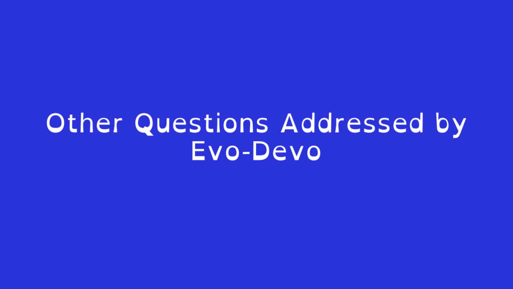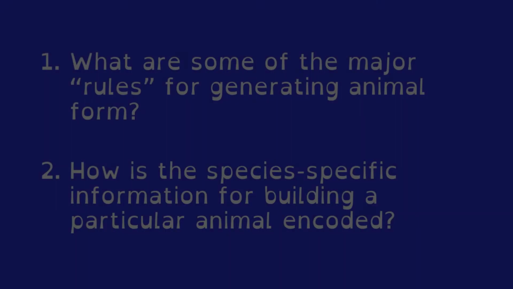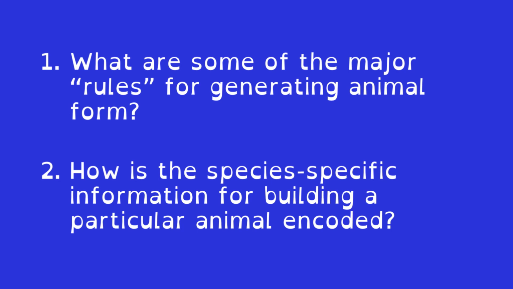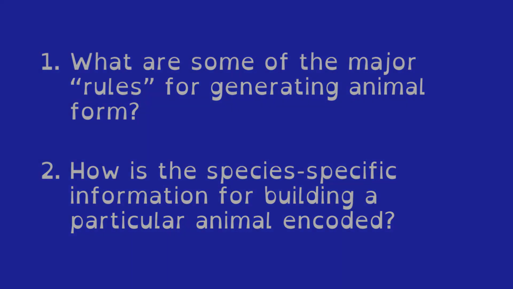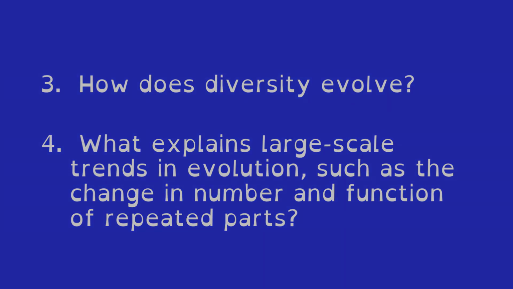Other questions addressed by Evo Devo. Some of the other major questions that can now be addressed empirically include answers to the following questions as summarized by Carroll. 1. What are some of the major rules for generating animal form? 2. How is the species-specific information for building a particular animal encoded? 3. How does diversity evolve? 4. What explains large-scale trends in evolution, such as the change in number and function of repeated parts?